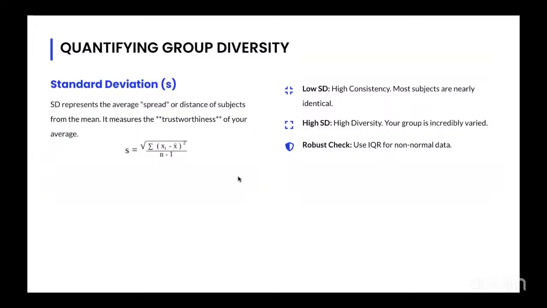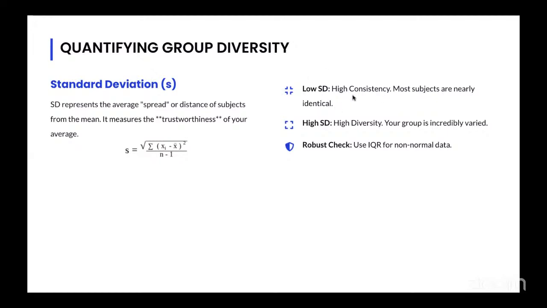So if the mean tells us where the middle is, the standard deviation tells us how much the group actually differs from each other. Here we can see that it represents the average spread or distance of subjects from the mean. It measures the trustworthiness of your average, basically.